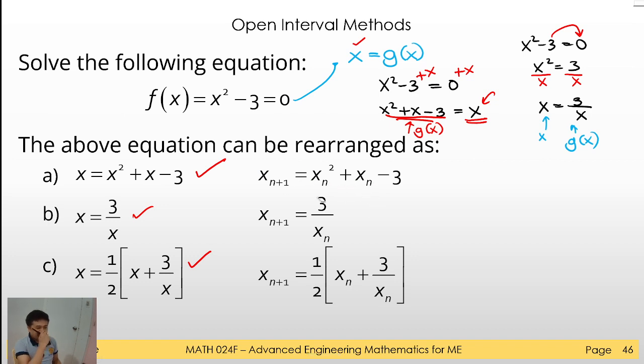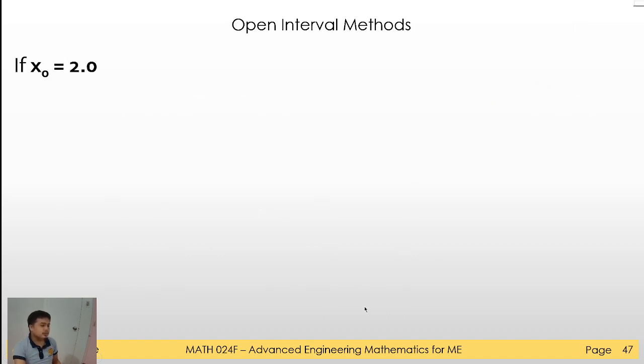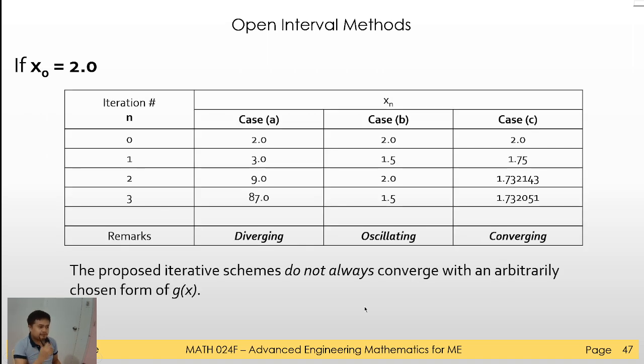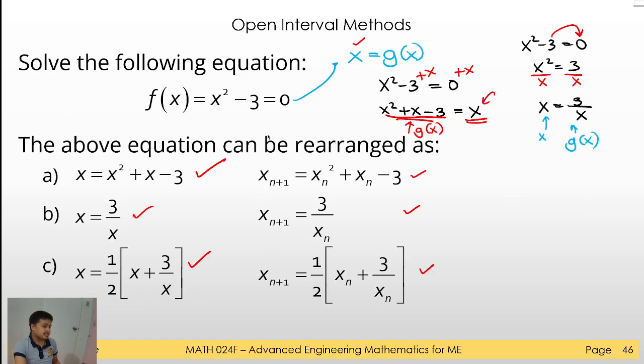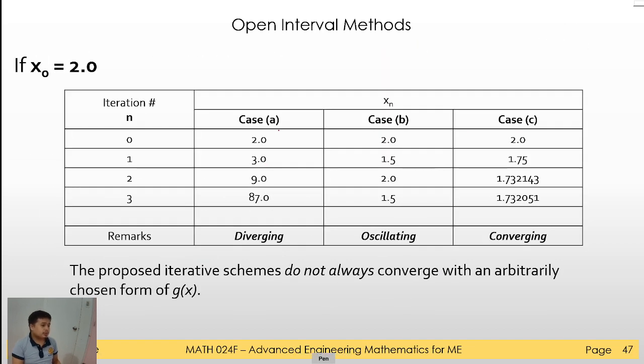So the question that you have to ask here is, is this applicable, or will this always work? So the answer is no. There are limitations to the fixed point iteration scheme. For the first case here, this first case is A. It did not approach this value. It diverges to a different value.